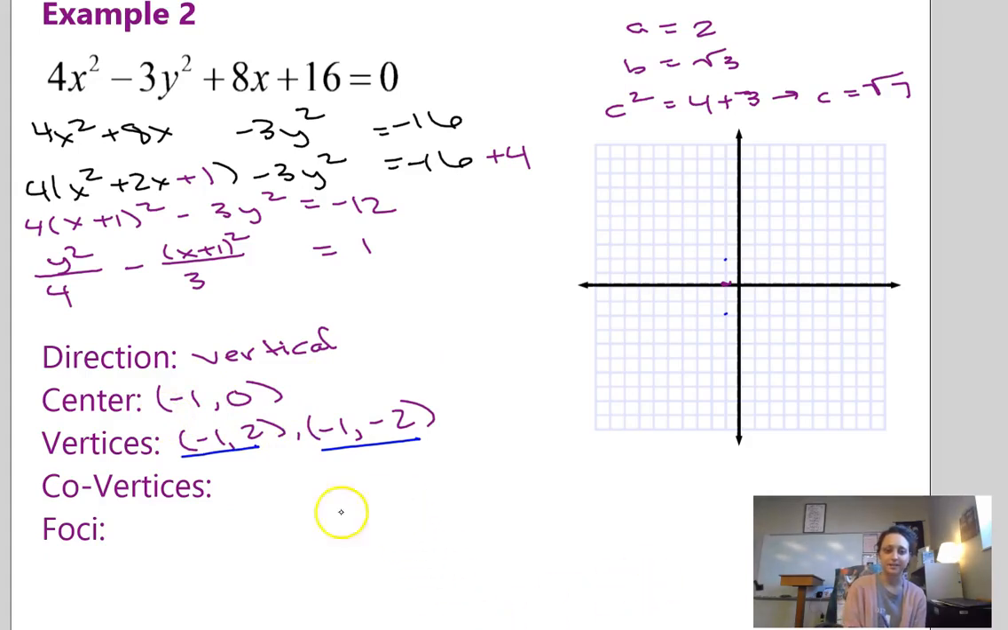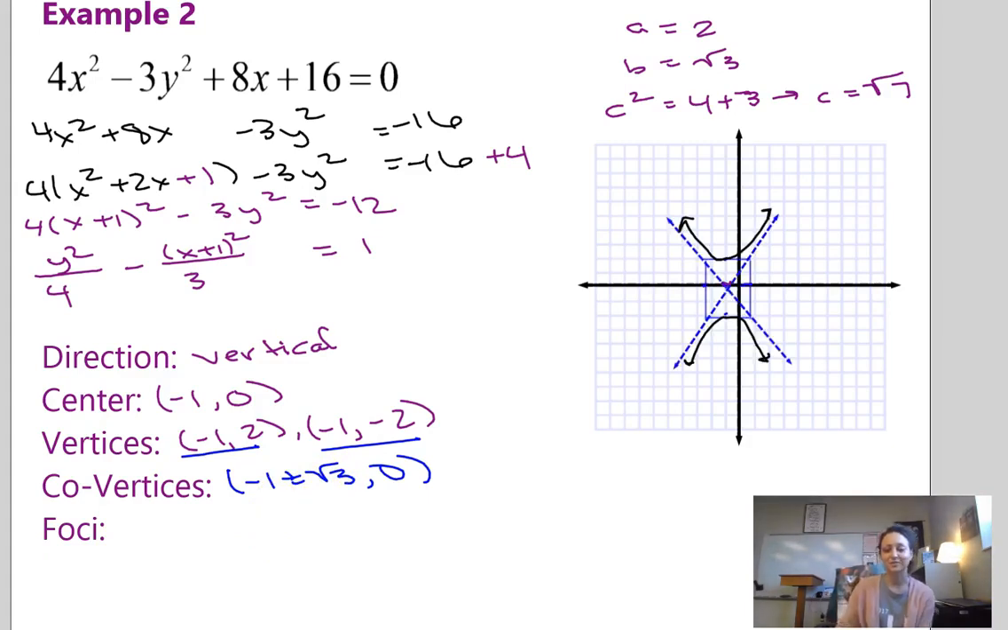Now we're going to add and subtract root 3 to the x coordinate. So what I'm going to do is write negative 1 plus or minus root 3, and then hold my y coordinate. Okay, and root 3 is between 1 and 2, right? So I'm going to roughly plot those and plot my little box and show you what the hyperbola looks like here.